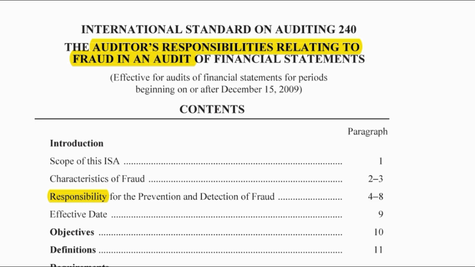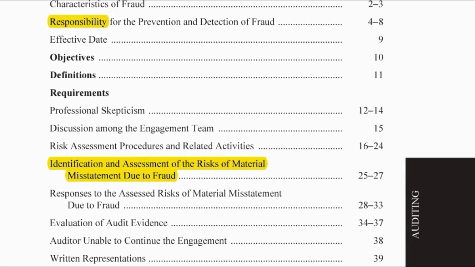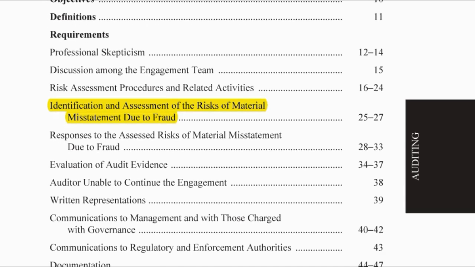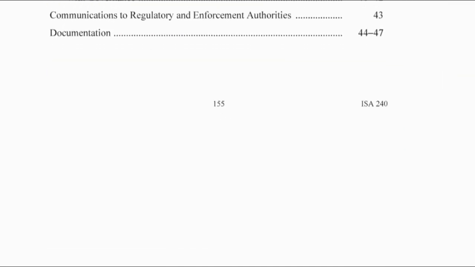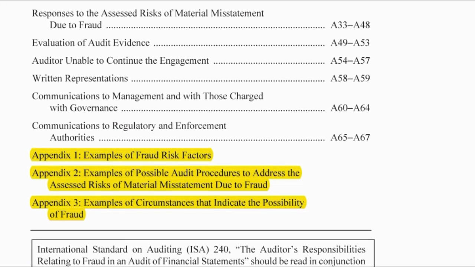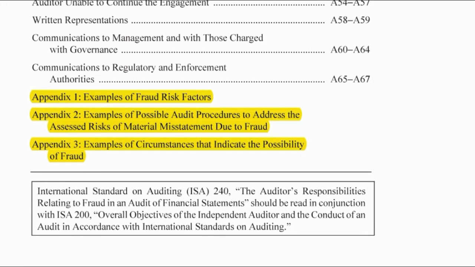So guys, I just want to take you through ISA 240, the auditor's responsibility relating to fraud. I've just made a highlight there for the identification and assessment of risks, and then, hugely important, highlight these guys. All three appendices will come in use when doing questions.